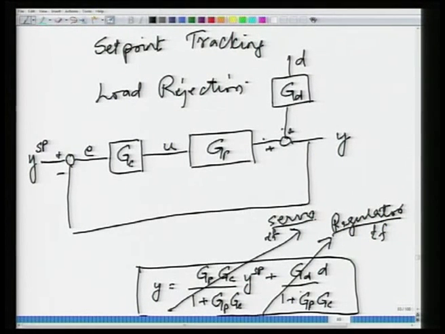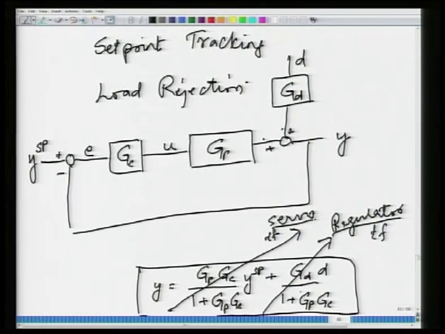The servo transfer function shows how the output responds to a change in the set point. A regulator transfer function characterizes how the output changes to a change in the disturbance. Now, notice that in both the transfer functions 1 plus GPGC occurs in the denominator, and this is what actually determines the stability of the closed loop system.